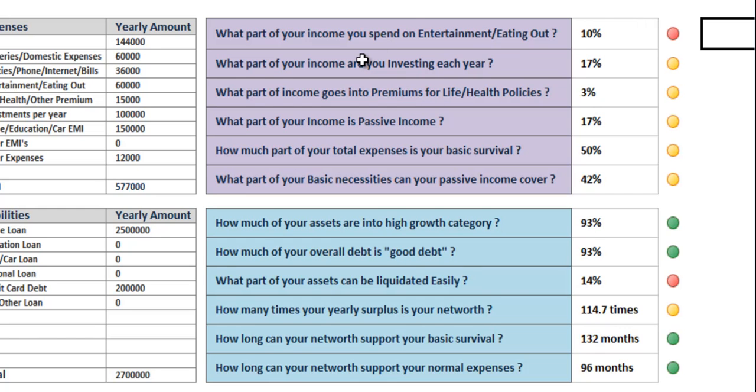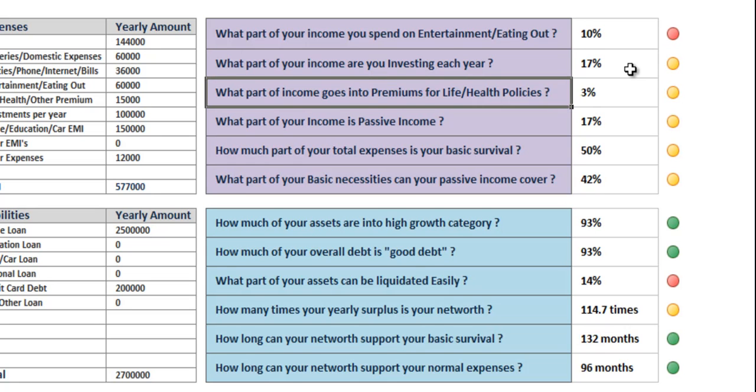Then what part of your income are you investing each year? So it says that 17%. You are investing 17% of your income each year, which is like, okay, that's the reason there is a yellow mark there. It should ideally be at least 20%. That's the reason it is showing yellow mark.